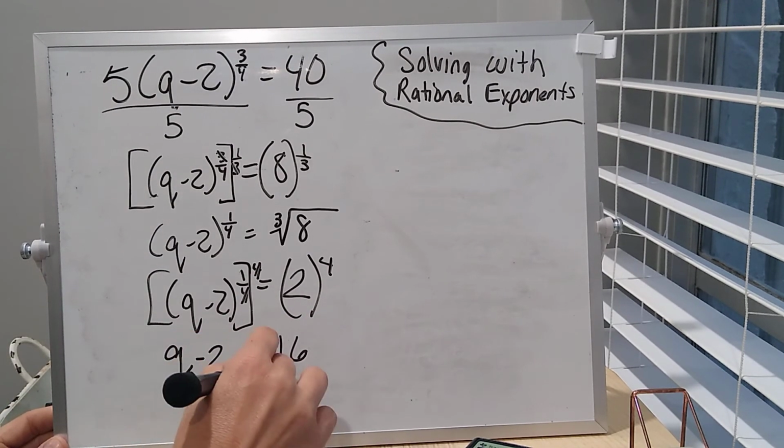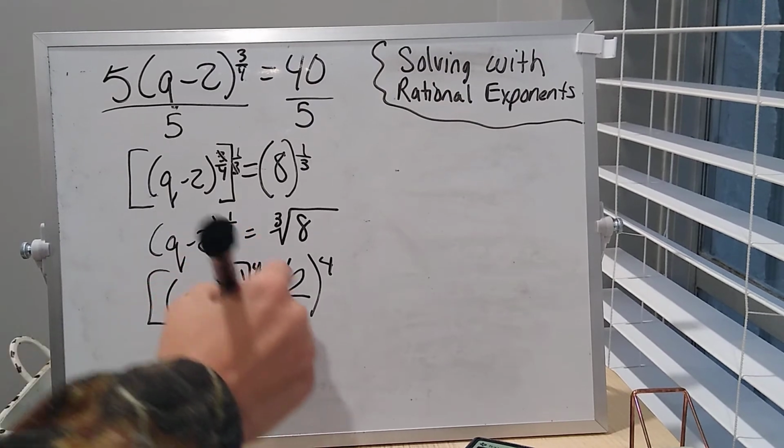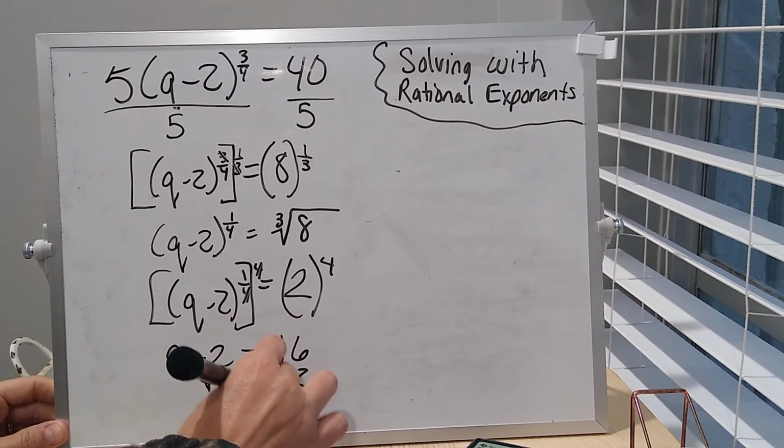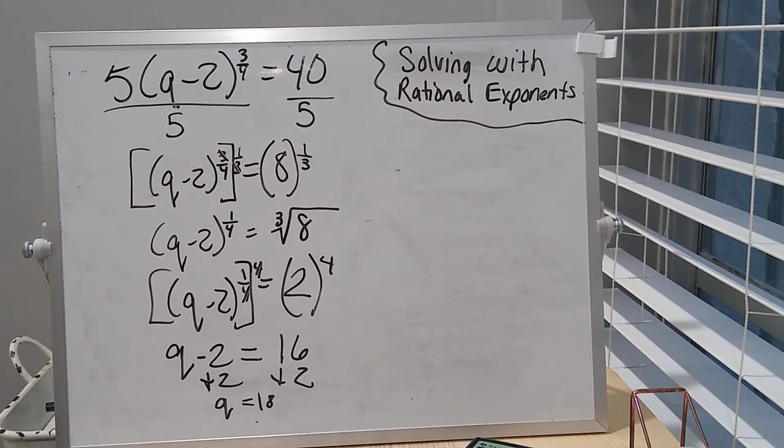Now, get q by itself. Excuse me. Add 2, and you get q equals 18. There's your answer.